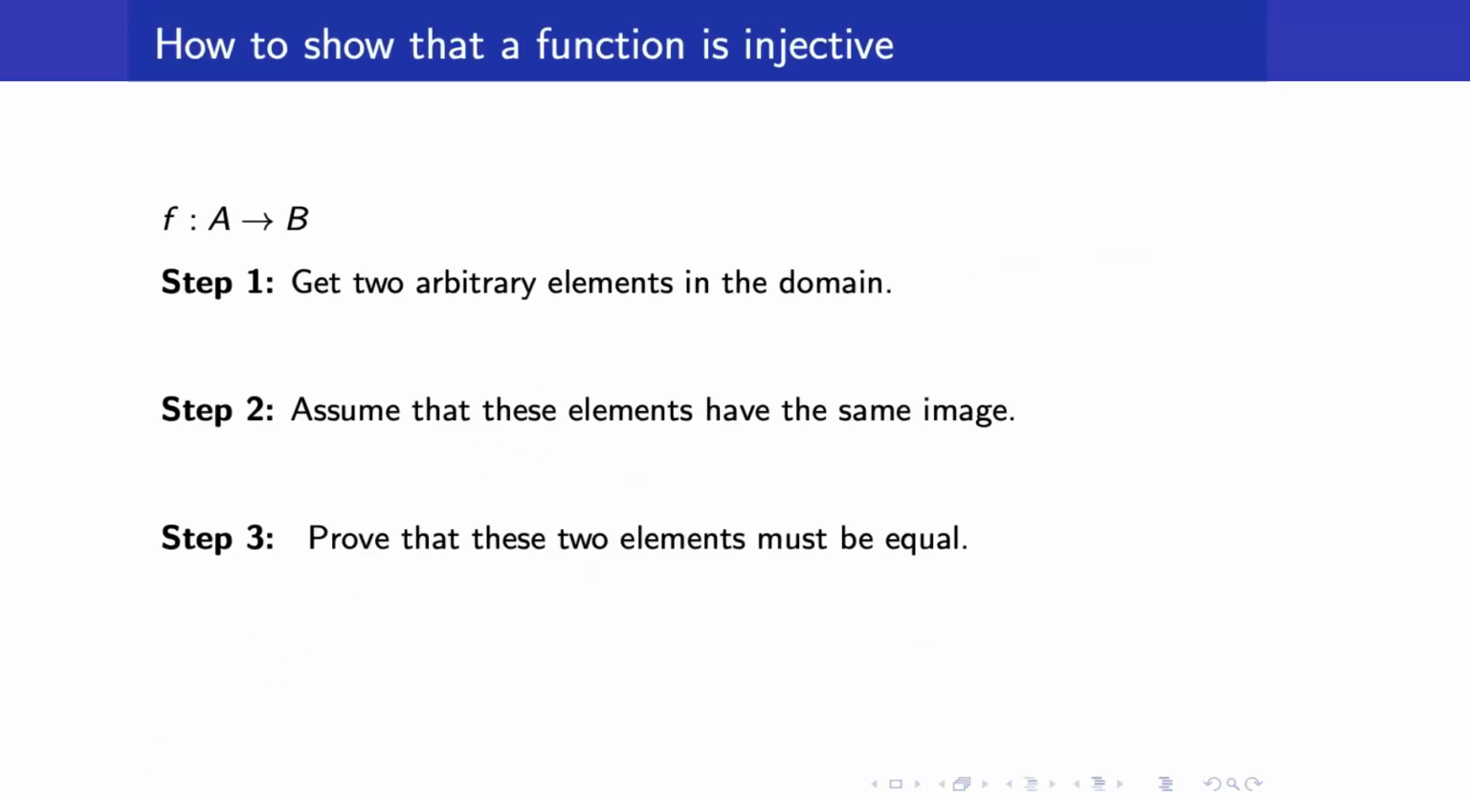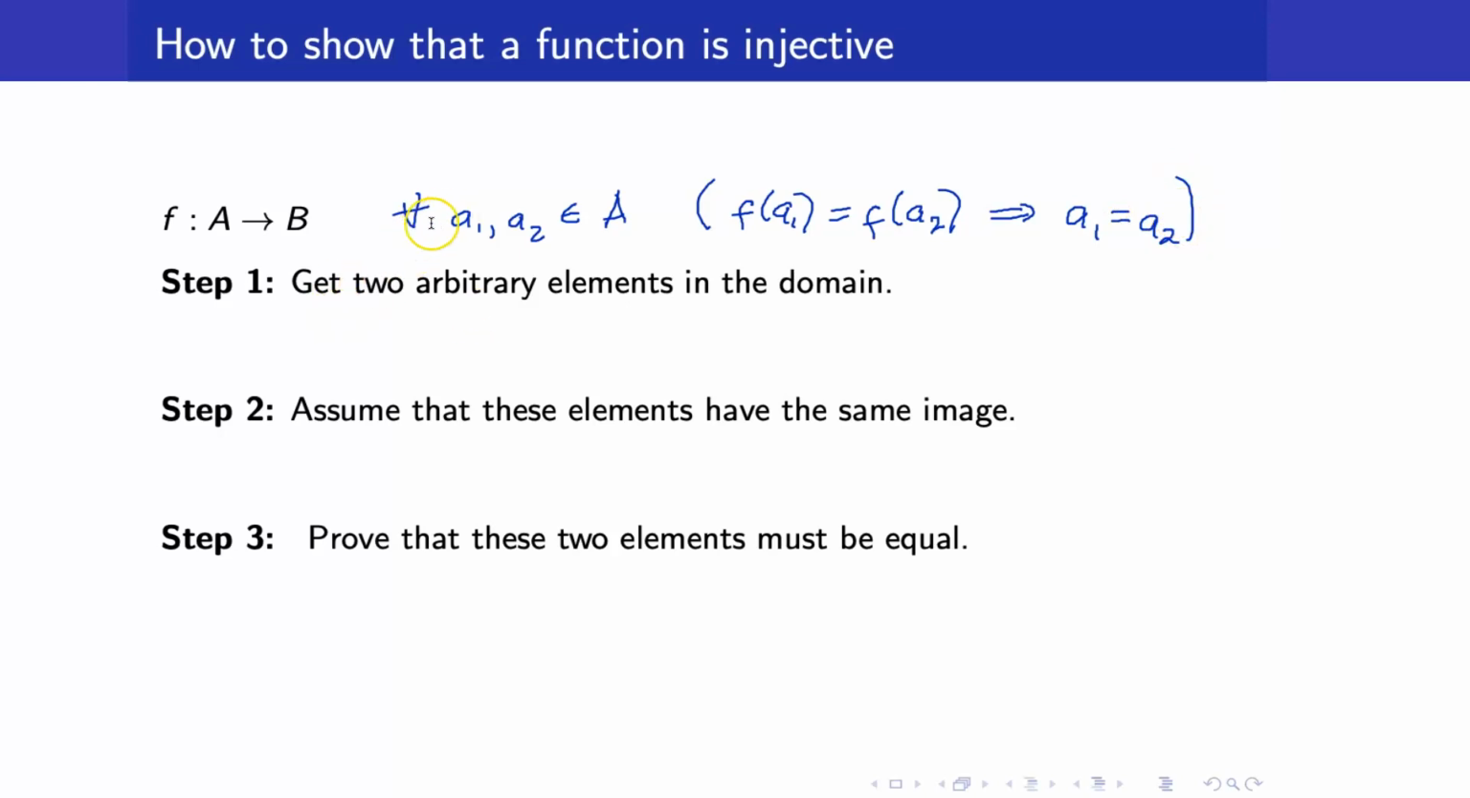How do we now show that a function is injective? So suppose that we have a function from A to B. Recall that our definition of an injective function is that for all A1, A2 in the domain, if their images are equal, then you must show that the two elements in the domain must be the same. Remember this definition because this will give you the structure of your proof.